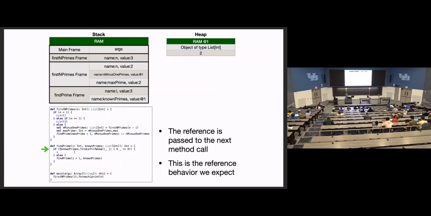In short, in English, this is saying, is I divisible by any of the known primes? If it's not divisible by any of the known primes, it itself must be prime. So since 3 isn't divisible by 2, we're going to say 3 is the next prime. If it were not, we're going to make a recursive call and check the next integer. We're just going to check every single integer, incrementing by 1 each time, until one of them is prime.